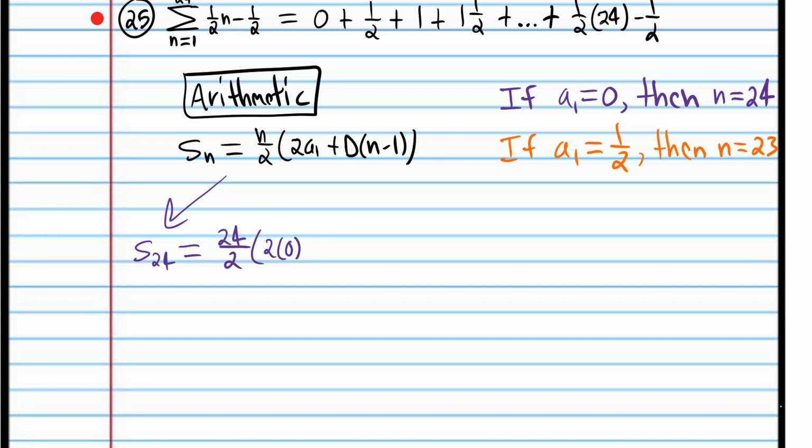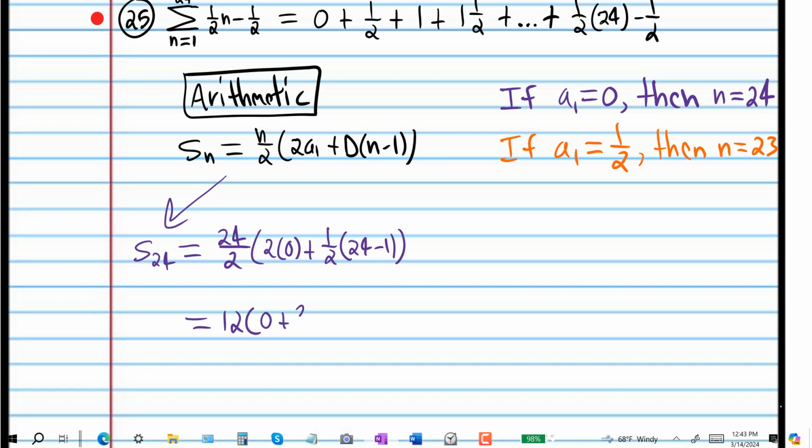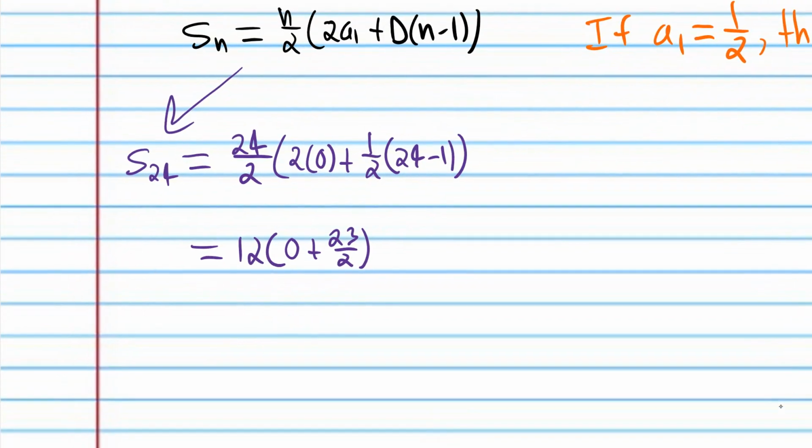So let's try n equals 24. And the first term would be 0. That's if we're considering the first term to be 0. So the common difference is 1/2. n is 24. And we'll see what we get. So we have 12 times 0 plus 23 over 2, and we end up getting 138.